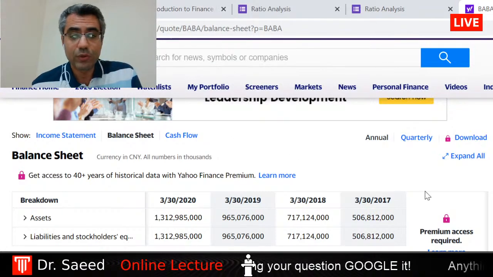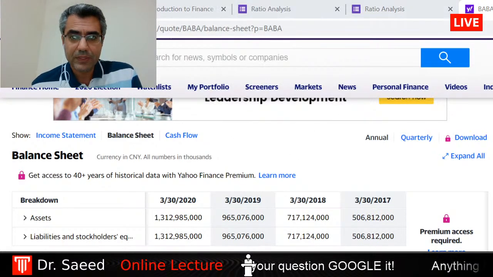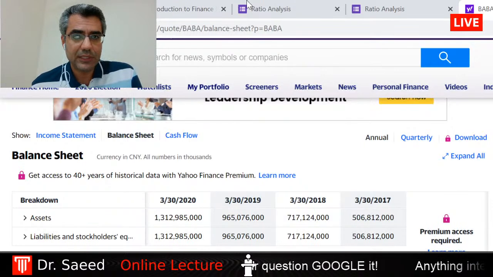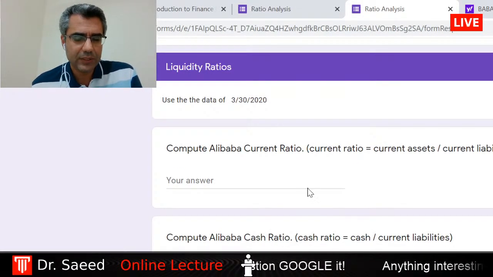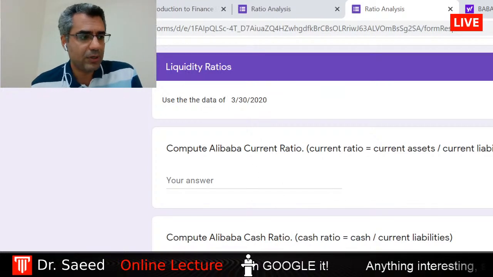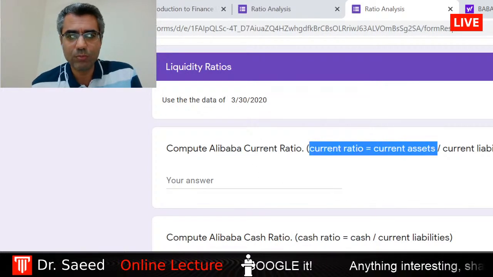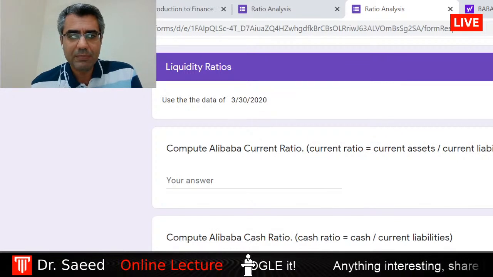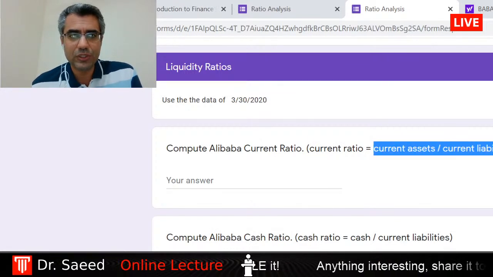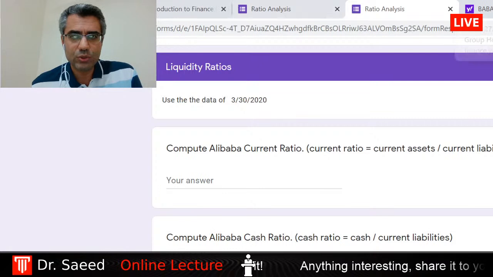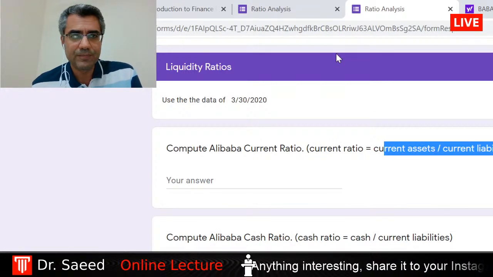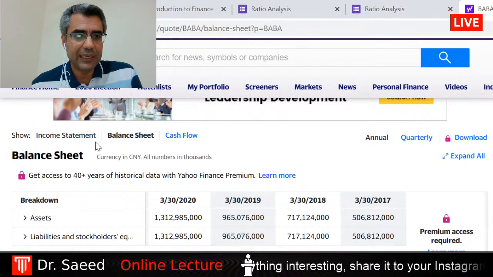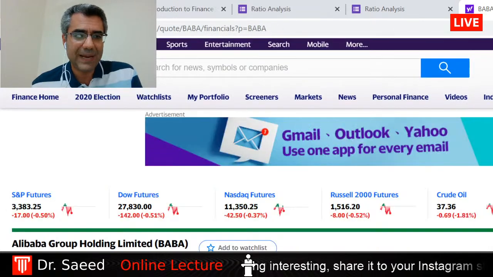Okay, I'm reading your messages in the chat box. Now we go for the first one. I can do one of them, right? Compute Alibaba's current ratio. I have given the formula here. The current ratio means current assets divided by current liabilities. So where should we find this information, current assets and current liabilities? In the income statement or the balance sheet?